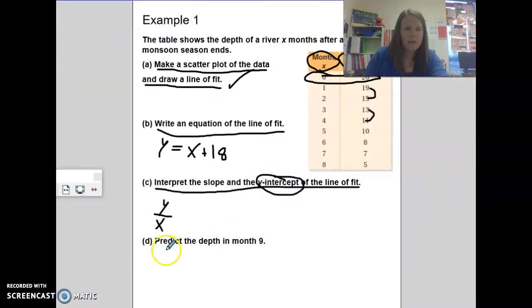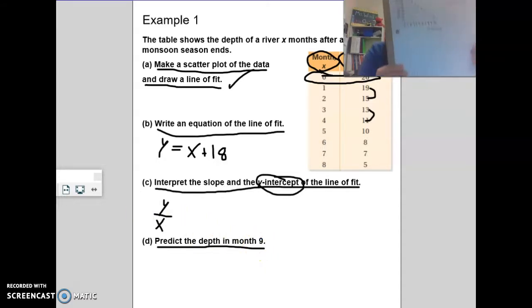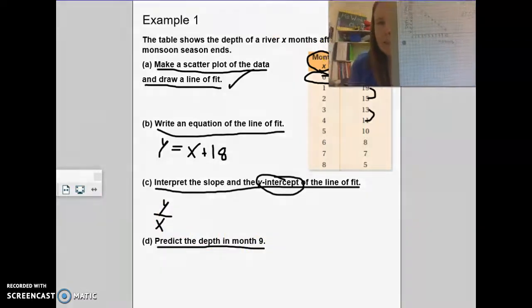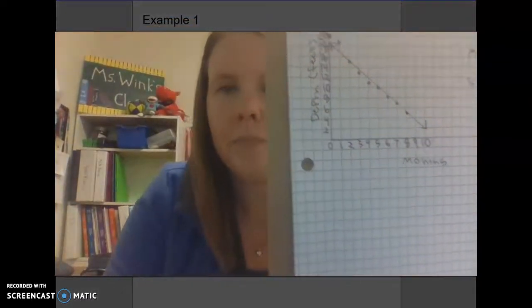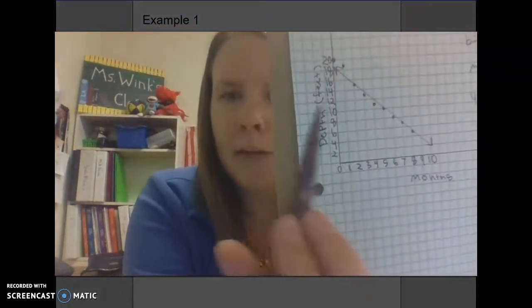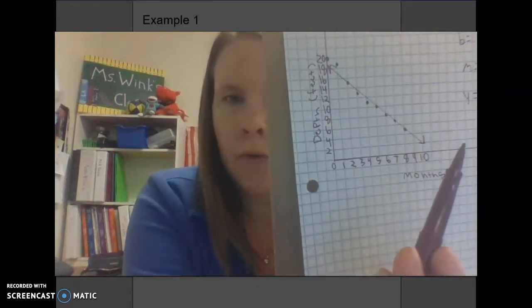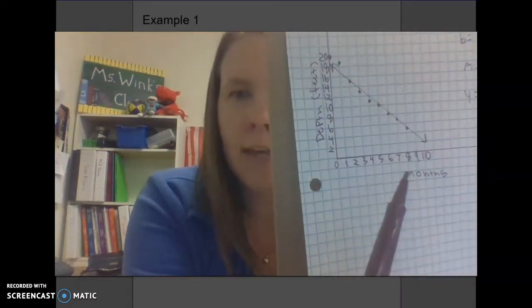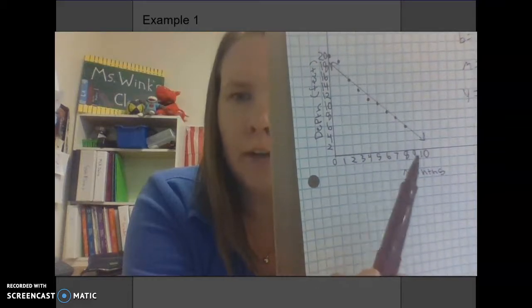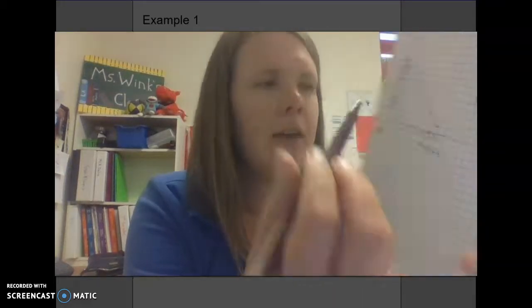All right. So the last part on this one is to predict the depth in 9 months. This is where that prediction part comes into play that I was talking to you about. What I can do is use my data and my line of fit to identify where it would be at 9 months. So using my line that I created, I'm going to figure out where it crosses when it's 9 months.